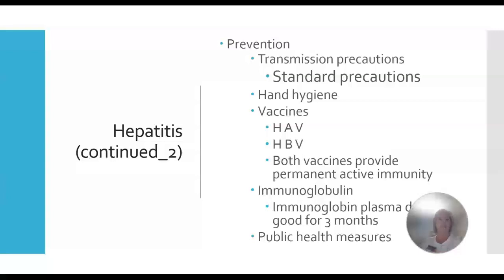Now, we do have vaccines for hepatitis A and hepatitis B. Those vaccines are available, and they do give permanent active immunity. Once you get the full series of vaccines, you have permanent active immunity. Hepatitis B is a series of 3. I think hepatitis A is a series of 2. So you have to make sure you complete the series.